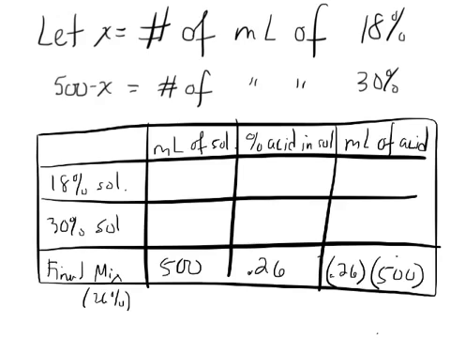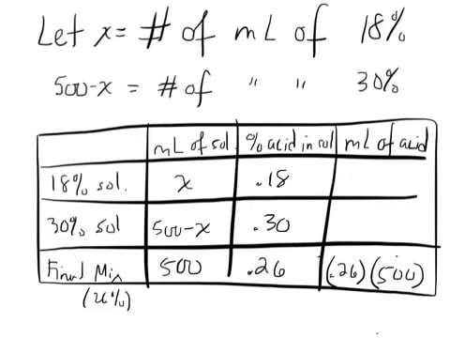But let's take a look at how much acid we have available. We have X amount of the 18%, that's given from up here. We have 500 minus X amount of the 30%. The percent acidic is 18, the percent acidic is 30. And let's multiply.